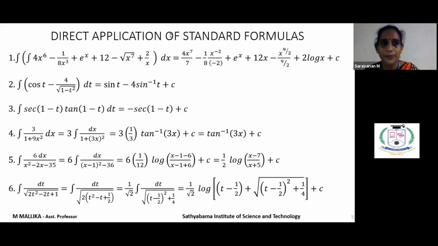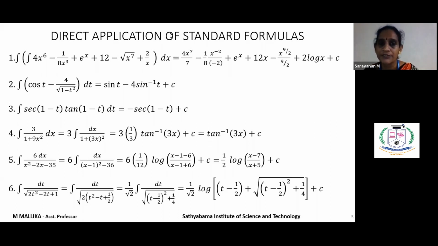So take the first problem. What do you have in the first problem? 4x power 6 minus 1 by 8x cubed plus e power x plus 12 minus root of x power 7 plus 2 by x. Most of the terms are of the form x power n, whose integration is x power n plus 1 by n plus 1. So 4x power 6 integrates to 4x power 7 by 7. 1 by 8x cube is 1 by 8 of x power minus 3, which is also of the form x power n. Therefore, its integration is x power minus 2 by minus 2.